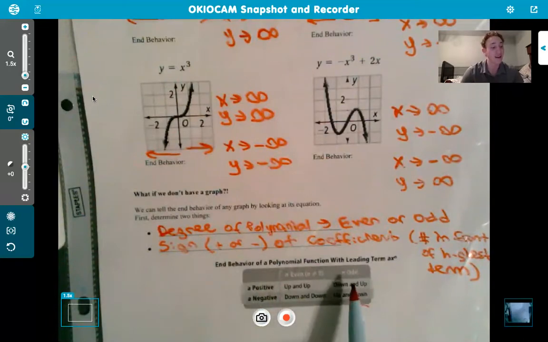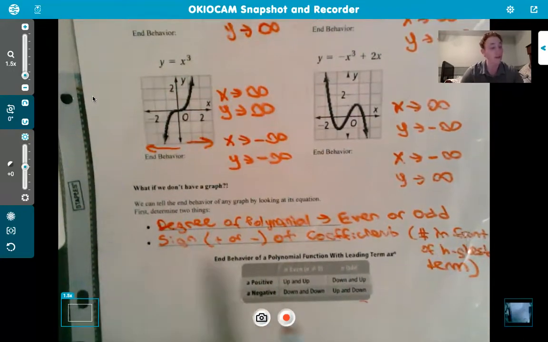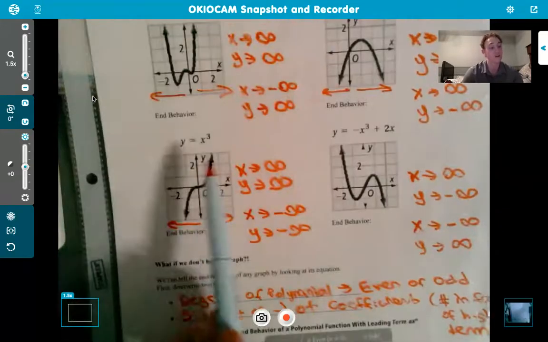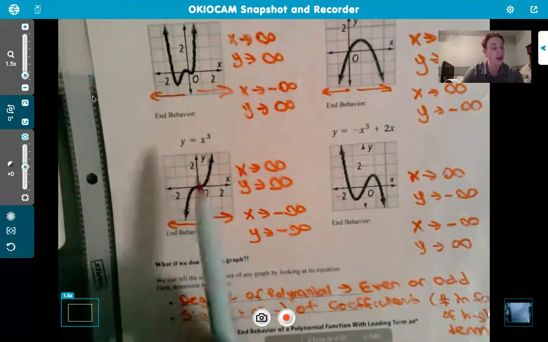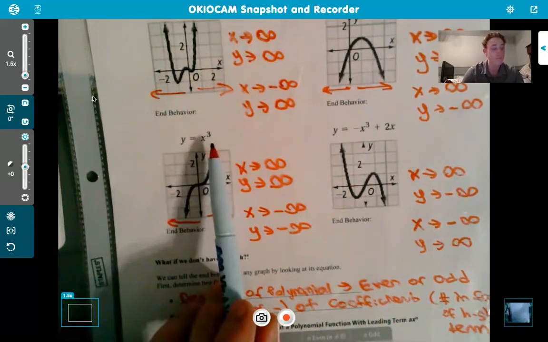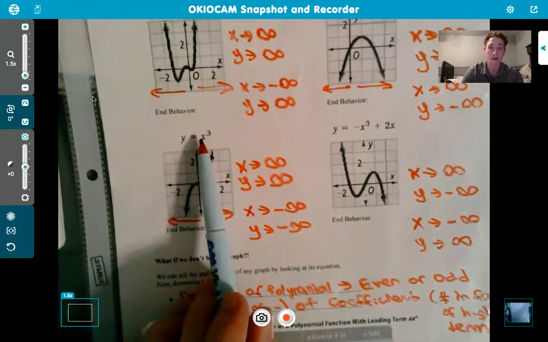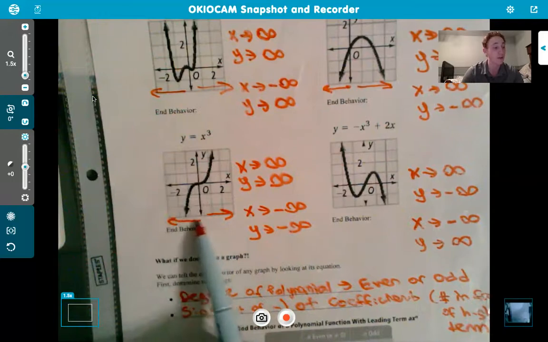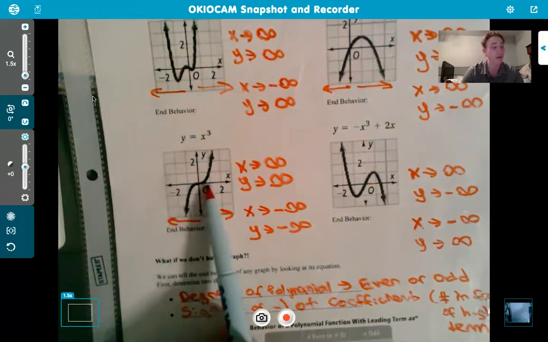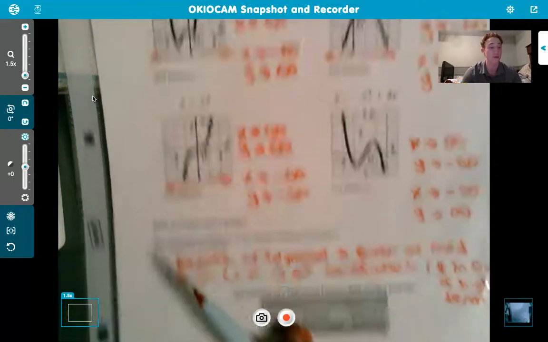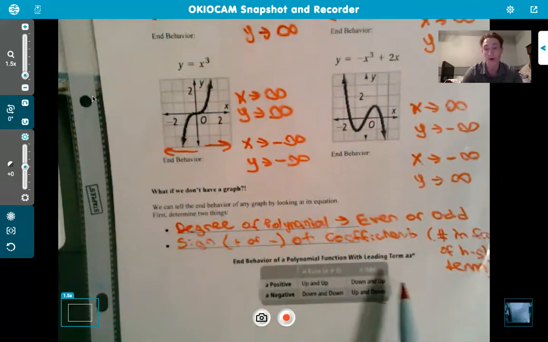If my exponent is odd and my leading coefficient's positive, well, that's a situation where as I go to the negative direction, my graph's going down. Positive x direction, my graph's going up. So you see in this equation here, I have an odd exponent of 3 and a positive leading coefficient. Well, as I approach negative infinity, my graph's going down. As I approach positive infinity, my graph's going up. That's exactly what this chart is telling me.